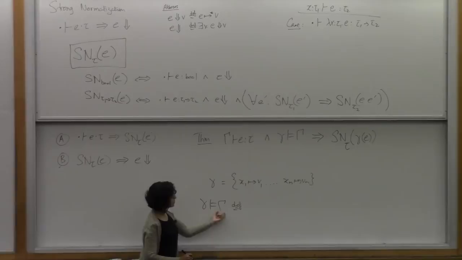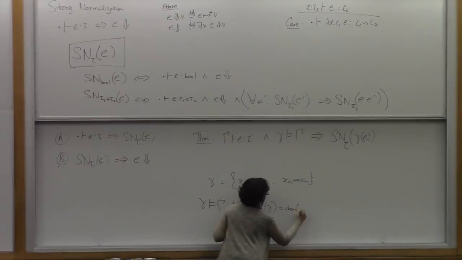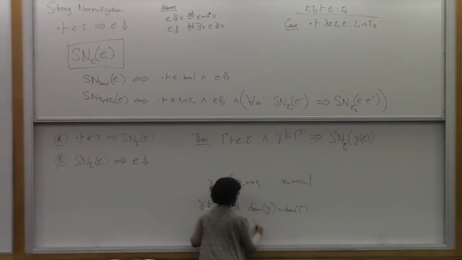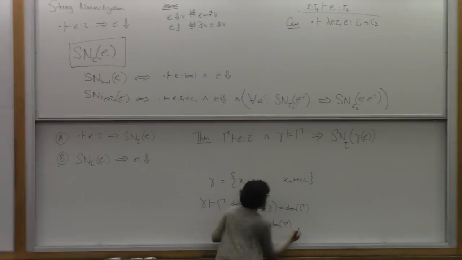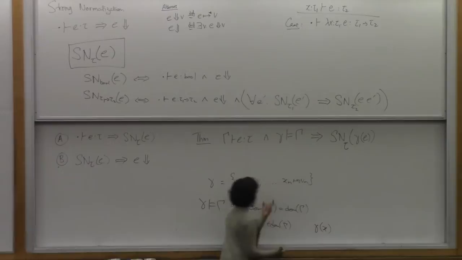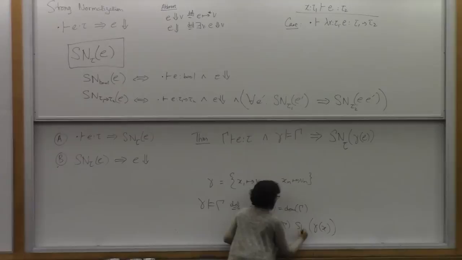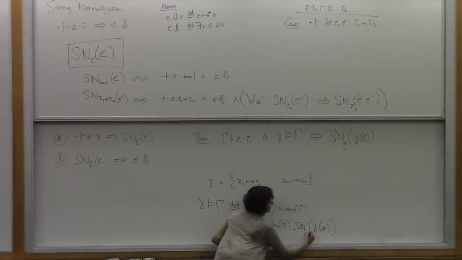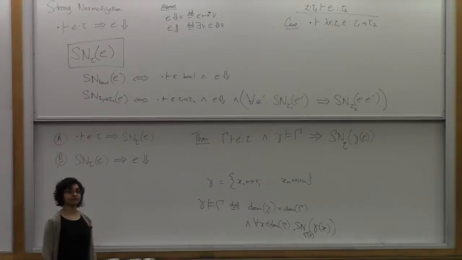So this says substitution for this environment. We want to say that they have the same domains. The domain of little gamma must be equal to the domain of big gamma. And we want to say that for all x in the domain of either gamma, it must be the case that gamma x, which is these values that we're providing as inputs, has the strong normalization property at the appropriate type dictated by the type environment gamma. The type gamma x. Okay?